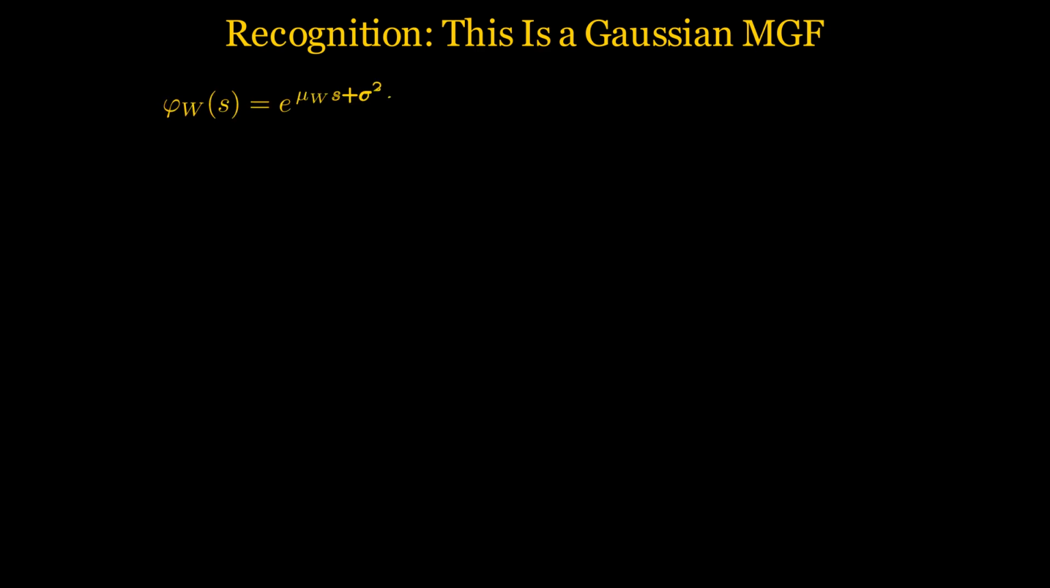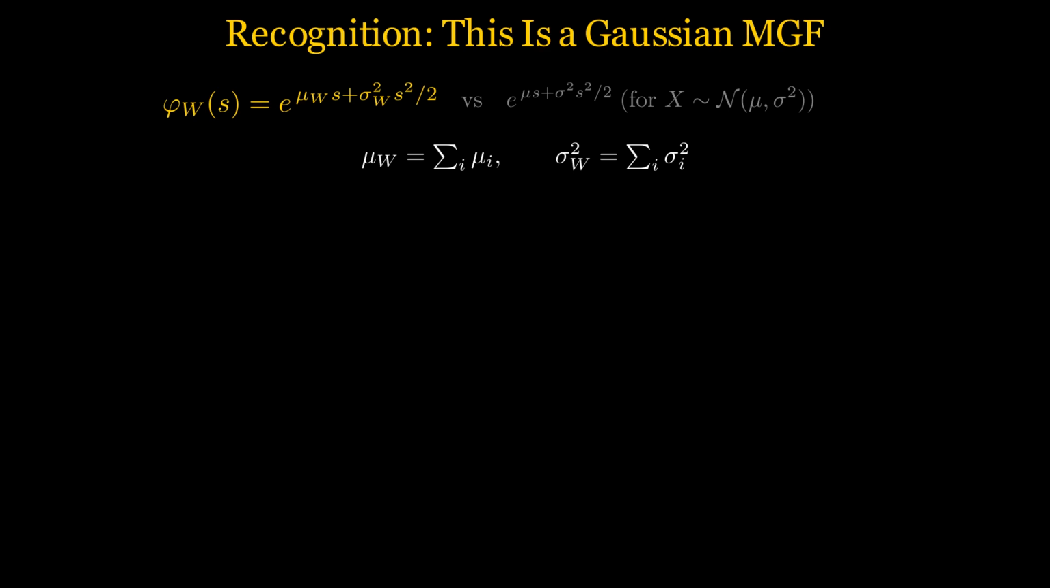Look at the exponent we obtained. Compare it with the MGF of a single Gaussian, e to the mu s plus sigma squared s squared over 2. The two forms are structurally identical. The forms match when we set mu w equal to the sum of the mu i and sigma w squared equal to the sum of the sigma i squared. A distribution is uniquely determined by its MGF.